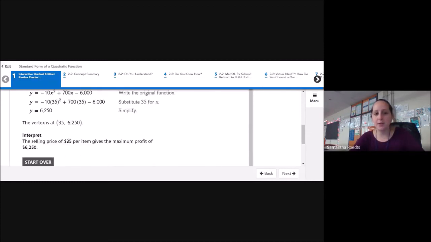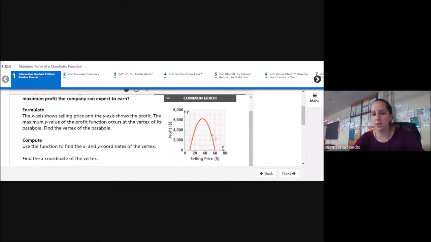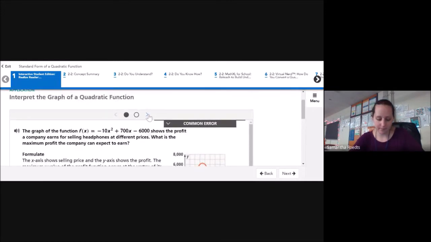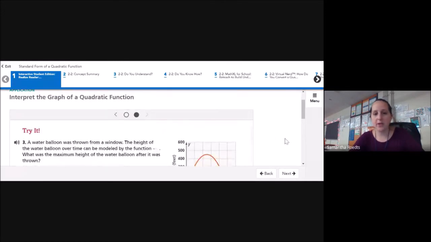So the selling price of $35 per item gives the maximum profit of 6,250. That's what this function represents. Okay, so if I sell something for more, I'm making less profit. If I find a good, nice, medium ground, that's going to be my highest profit level. Okay, so let's go ahead and try it.